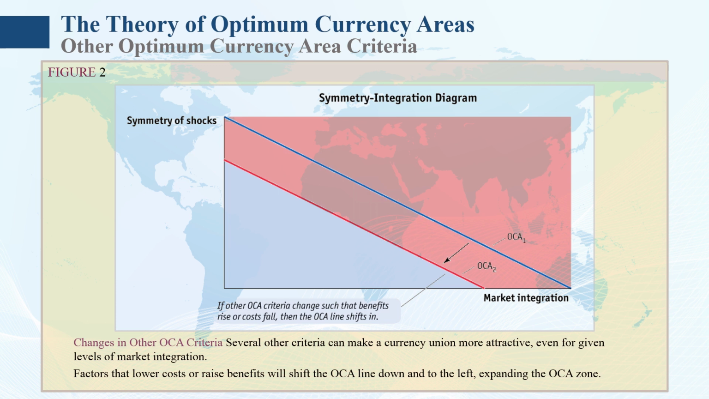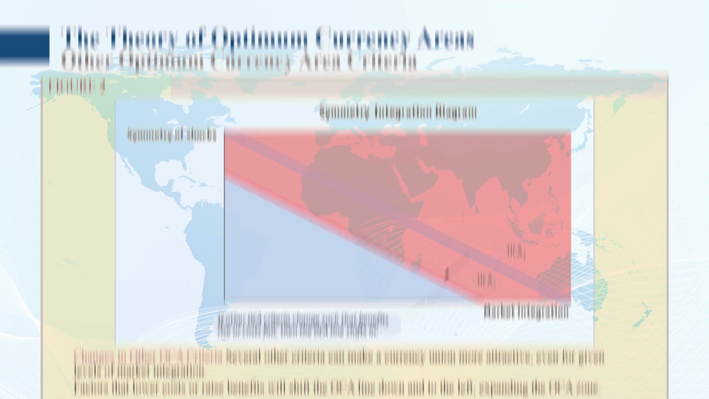If these conditions are satisfied, then the presence of fiscal transfers will lower the costs of joining a currency union. All else equal, enhanced fiscal transfers mean a lower OCA threshold and a shift down from OCA 1 to OCA 2 in Figure 2. The better are the transfer mechanisms in the fiscal union, the more the countries are likely to want to form a currency union.